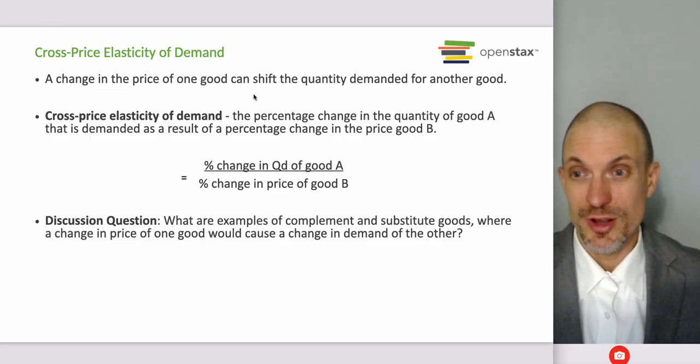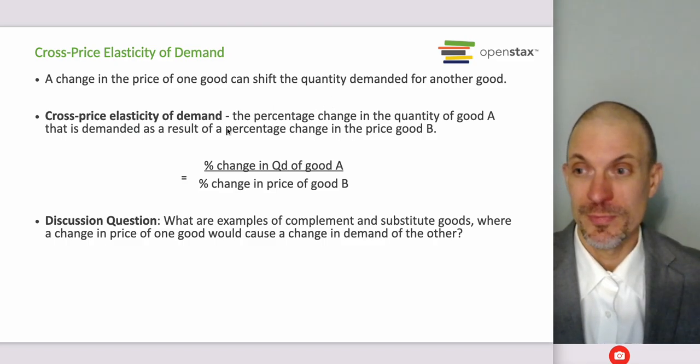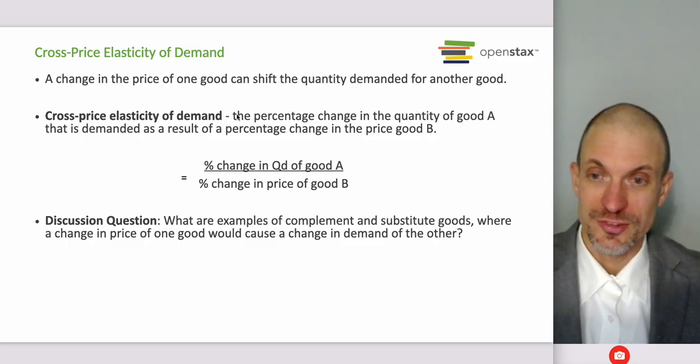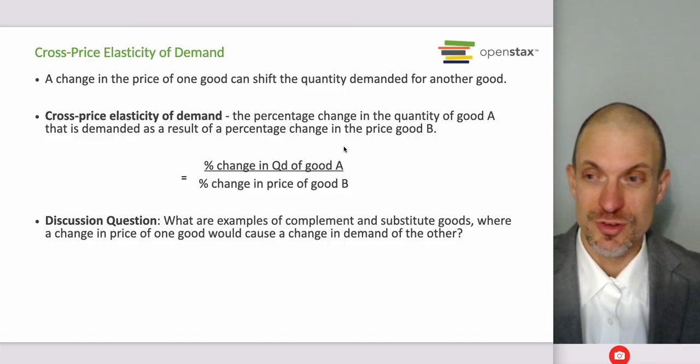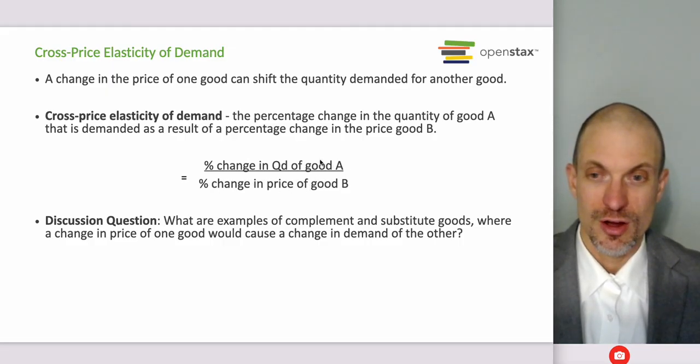So a change in the price of one good can change the quantity demanded of the other. So cross elasticity is the percentage change in quantity of good A that's demanded as a result of the percentage change in the price of good B, right? So this is the percentage change in quantity, and we're looking to see how a change in price of one good causes a change in quantity of the other, right?